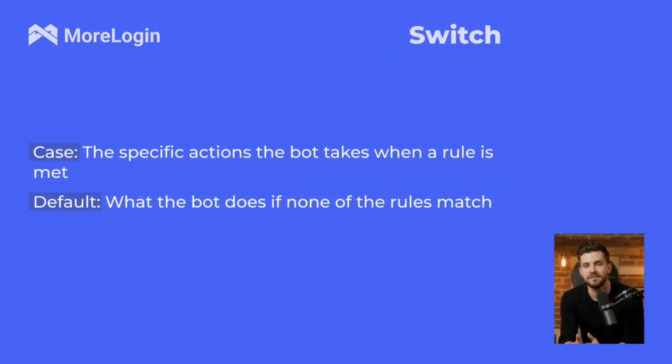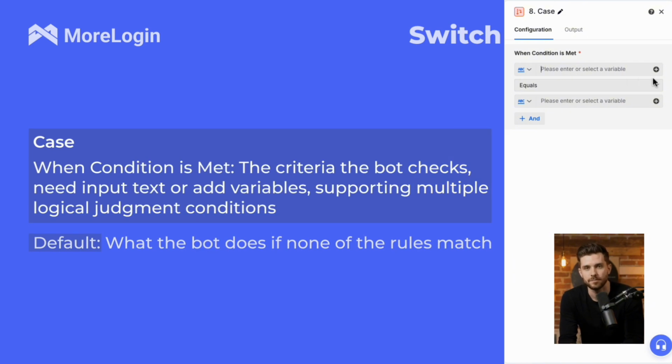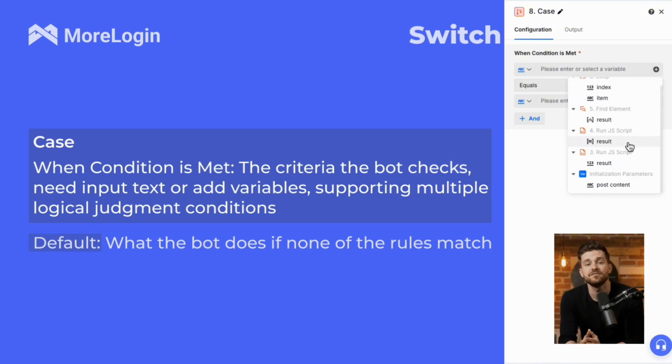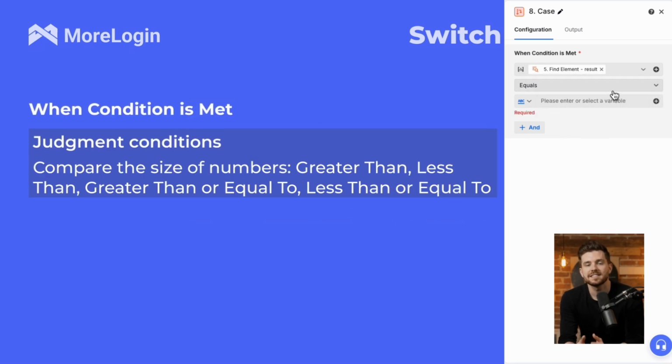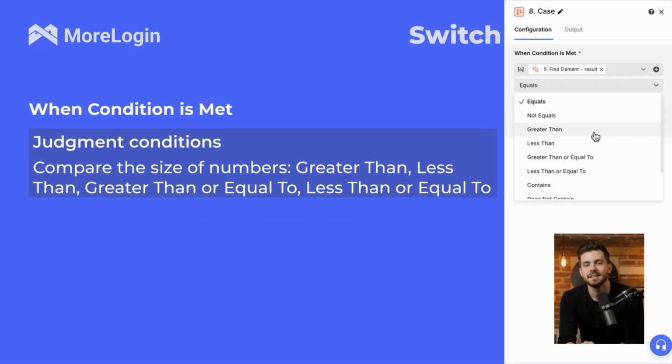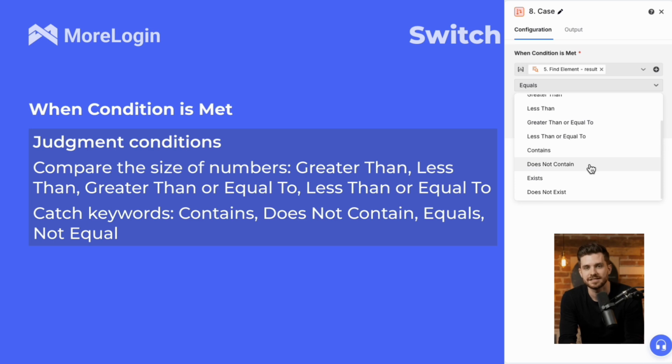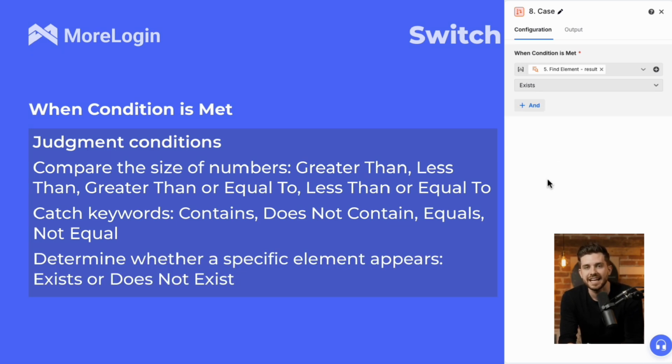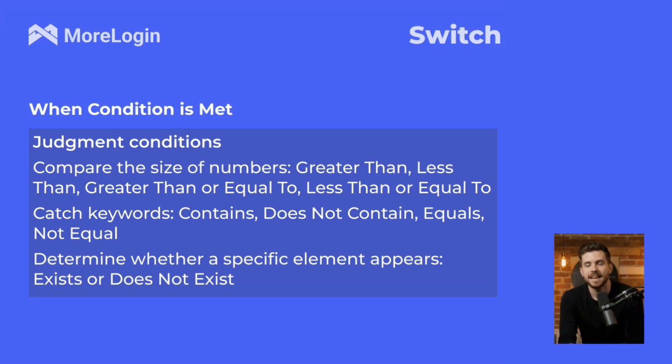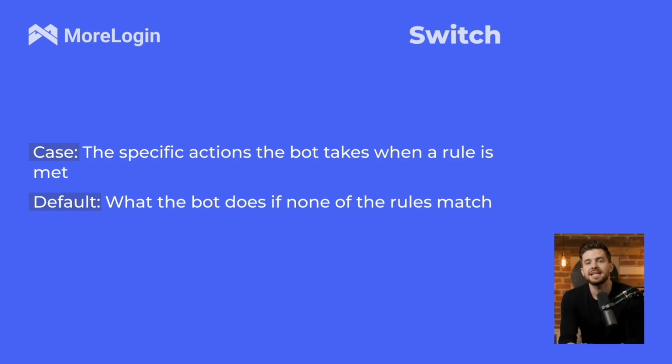Here we only need to define the rule for each branch in when condition is met. This is also quite simple, just input a specific variable and determine which conditions it satisfies. If you need to compare the size of numbers, choose greater than, less than, greater than or equal to, less than or equal to. If you need to catch keywords, choose contains, does not contain, equals, not equal. And if you want to determine whether a specific element appears on a page, use exists or does not exist. If that condition is true, the workflow enters that branch.